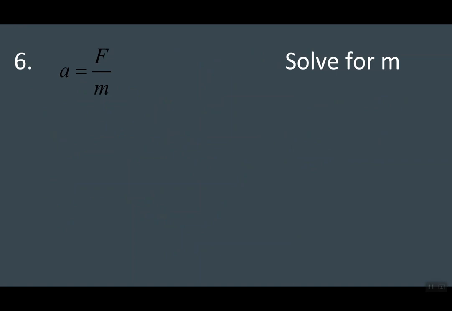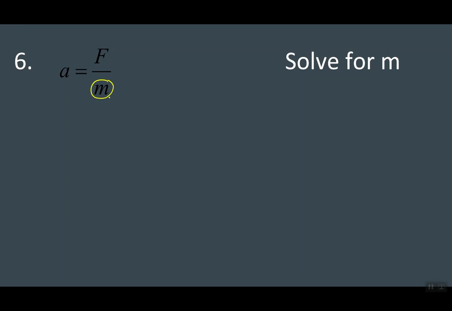Okay, these are going to get a little bit more challenging. Just pause as needed. Okay, here I'm going to solve for m. A equals f over m. And now your first thought might be, okay, I need to get rid of the f, so I'm going to divide both sides by f, and then that gives me m.